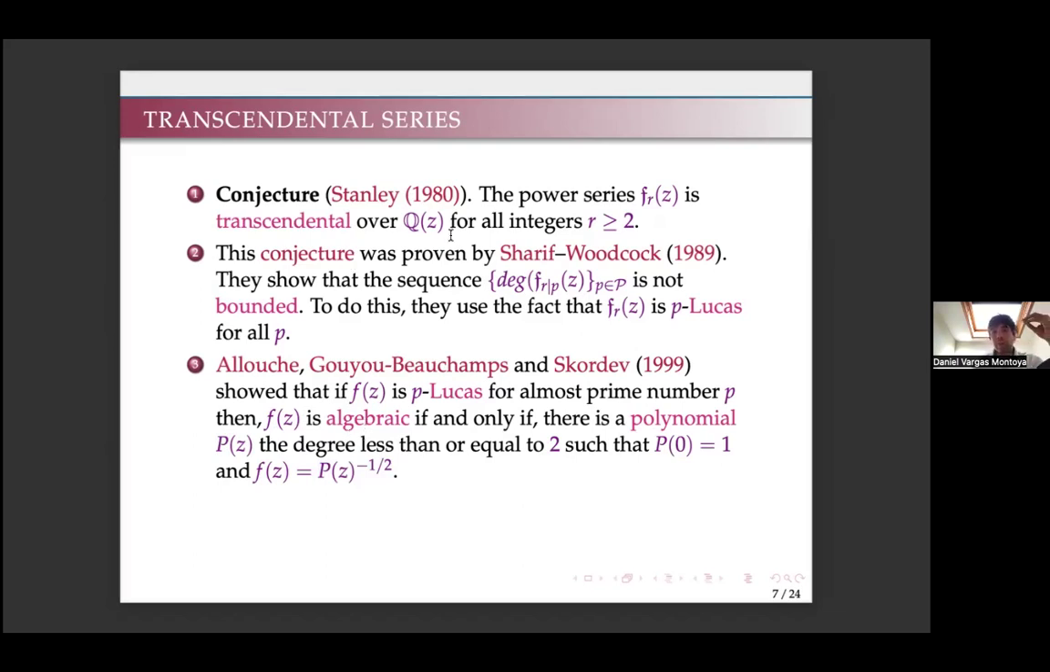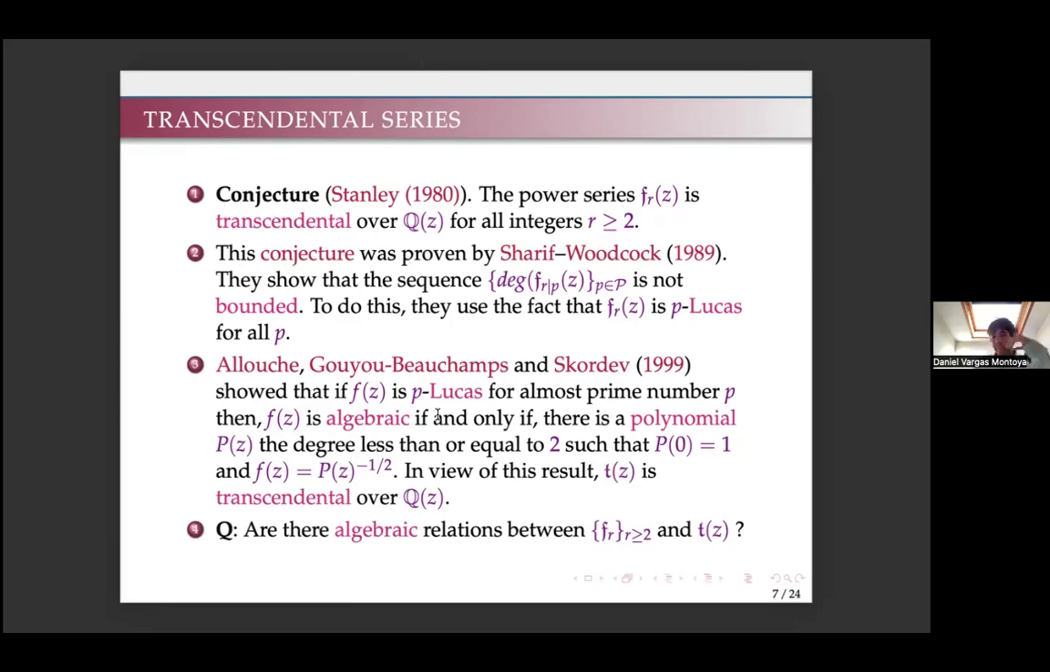Because the minimal operator of F_r has order 2, or I'm sorry, order r. But we can also use this result to show that some G-functions are transcendental, as for example the series T. The series T is transcendental over Q, and again the main point here is that the order of the minimal operator of T is 2. So now we have that F_r and T are transcendental.